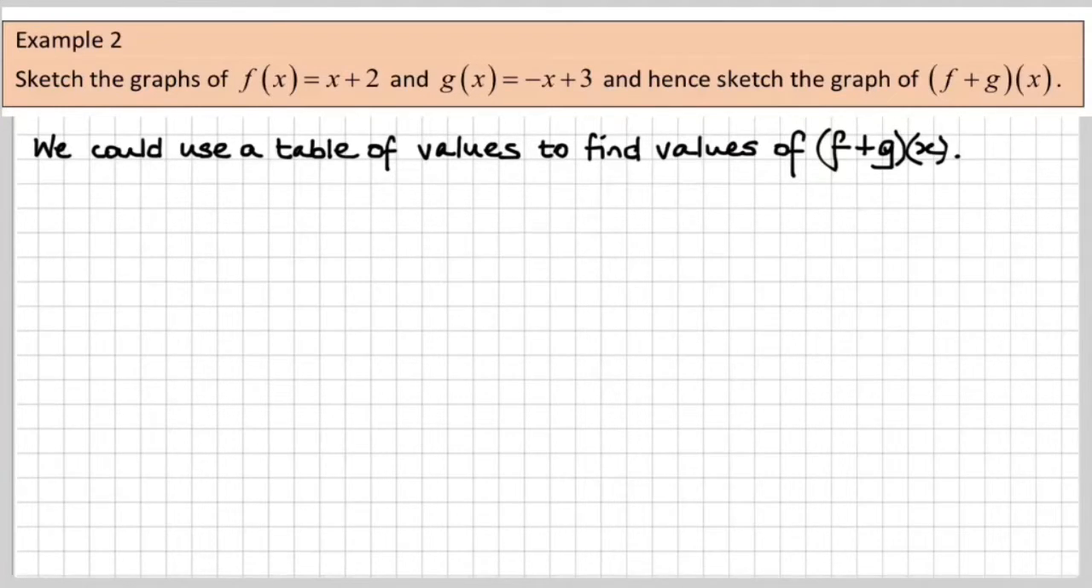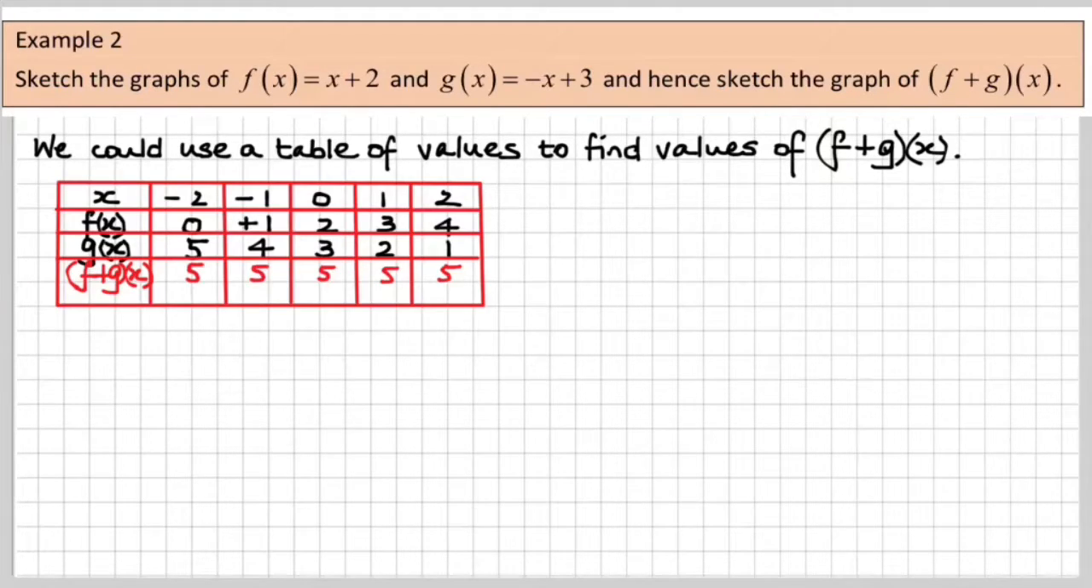Okay, example 2. Sketch the graphs of f of x is x plus 2, g of x is minus x plus 3, and hence sketch the graph of f plus g of x. This looks pretty easy. Let's go for it. There's a table of values. I've got these values here.